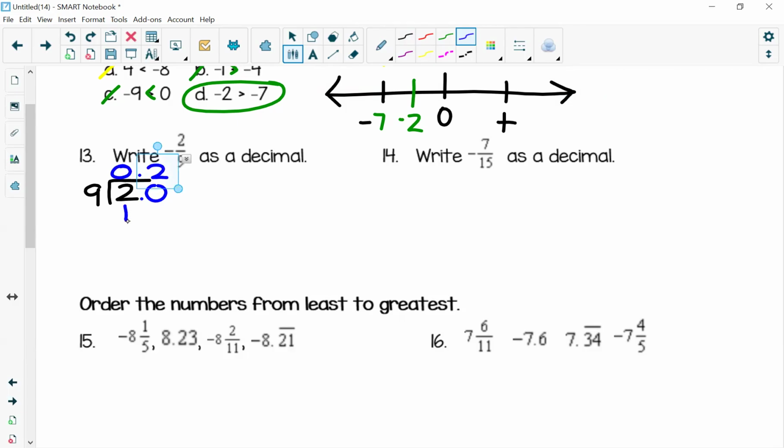2 times 9 is 18. We are going to subtract. I'm going to get a 2, 0, bring it on down. And if you see here, look what's happening. It is going to be a repeater. It's just going to keep repeating. What's repeating? The 2 is repeating. So my answer, because it's a negative, would be a negative 0 and 2/10. I only want the repeater over the 2 because that's the only thing that's repeating.